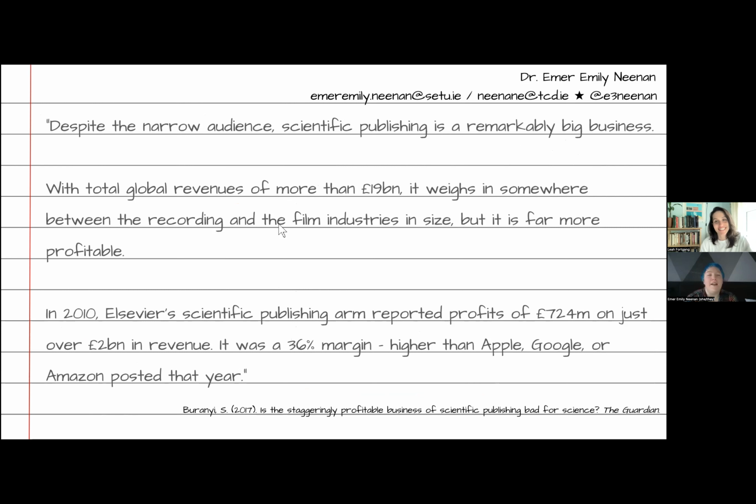And consequently, scientific publishing is a huge business. It has enormous revenues. It's insanely profitable. Elsevier is one of the big ones. Its scientific publishing arm had a 36% profit margin in 2010, which is a ridiculous amount of money.